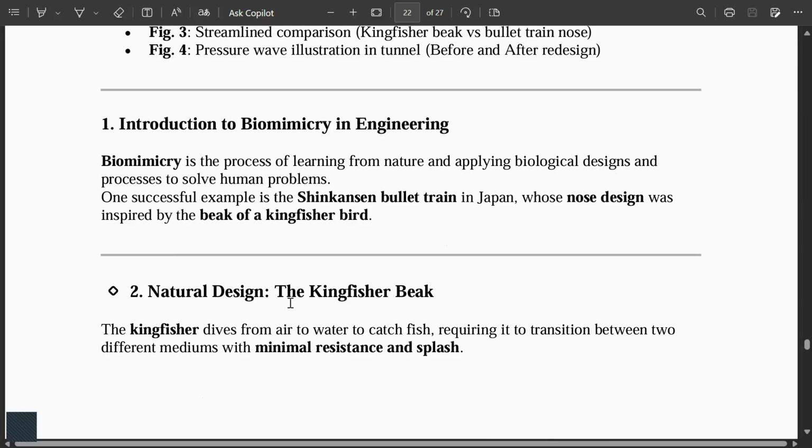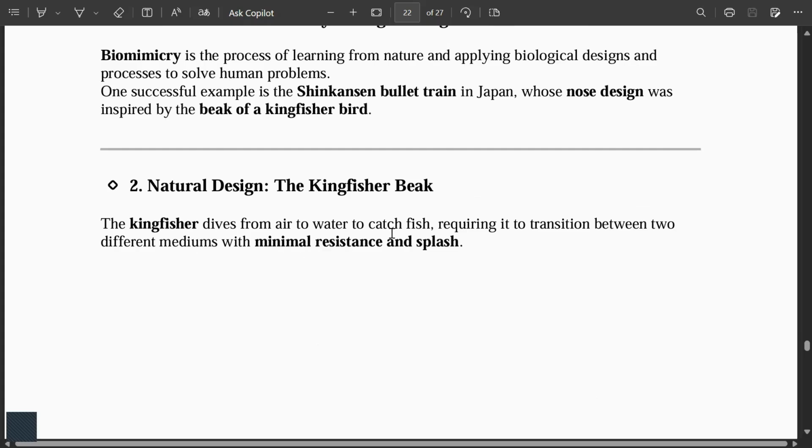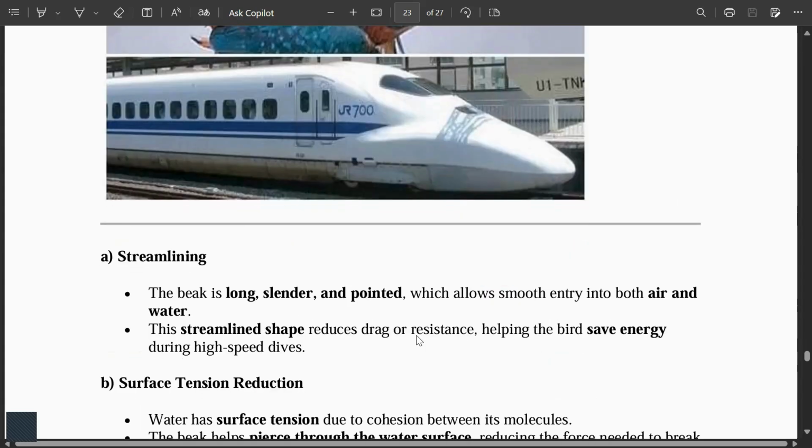Here, mimicry is a process of learning from nature or applying the biological design, right? So here we are taking the kingfisher's beak, which dives from the air to catch the fish, requiring a transition between two different mediums, with minimal resistance and splash. The same thing was used in the bullet trains.